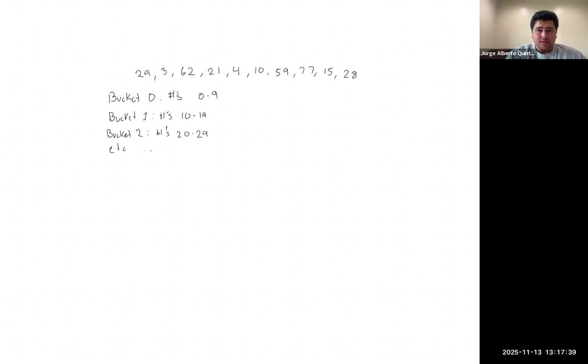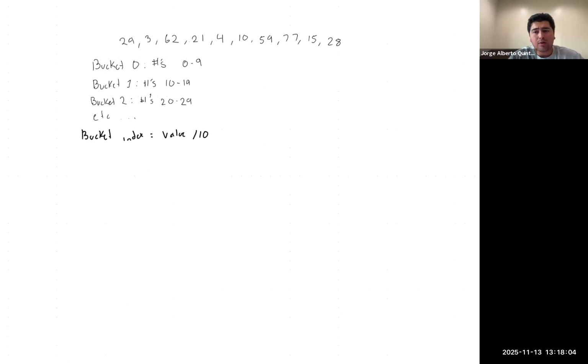A simple way to choose the bucket is: bucket index is equal to the value of the number divided by 10. So step one, we create 10 empty buckets.